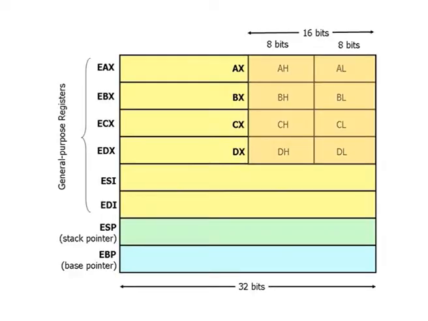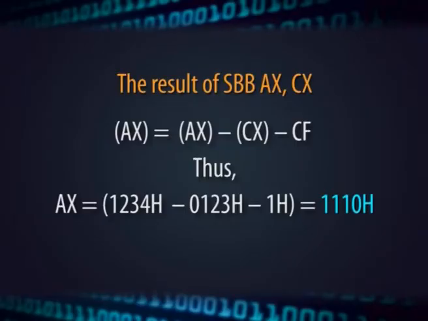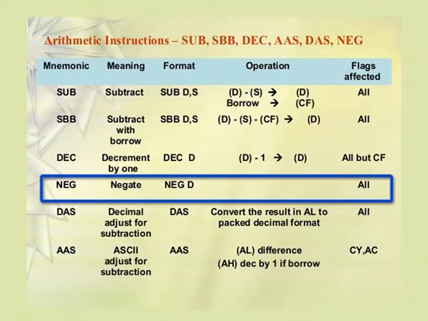Assume the contents of registers AX and CX are 1234 and 0123 hex respectively, and the carry flag is 1. Then the result of SBB AX, CX will be AX = AX - CX - CF. The value stored in AX after the execution of the SBB instruction will be 1110 hex. Another instruction, negate, abbreviated as NEG, operates on data operands.